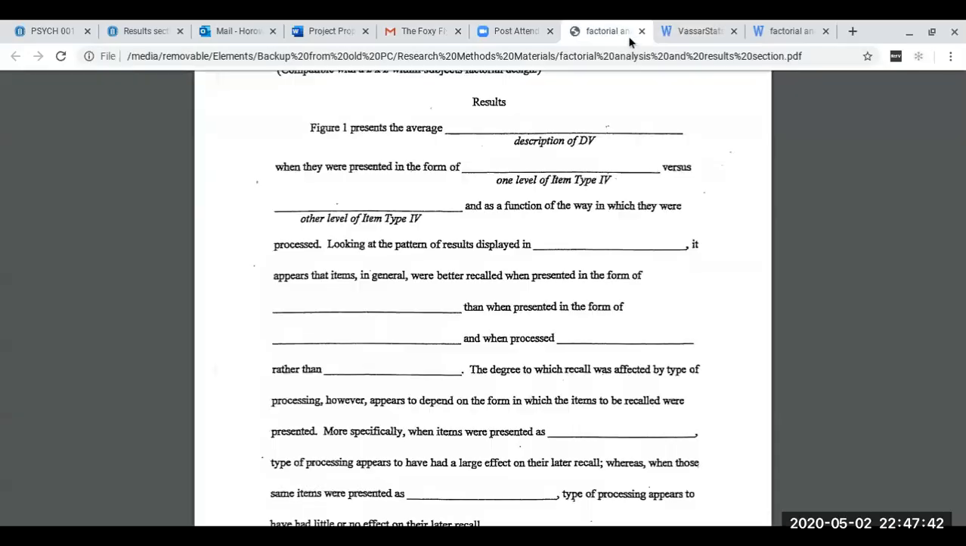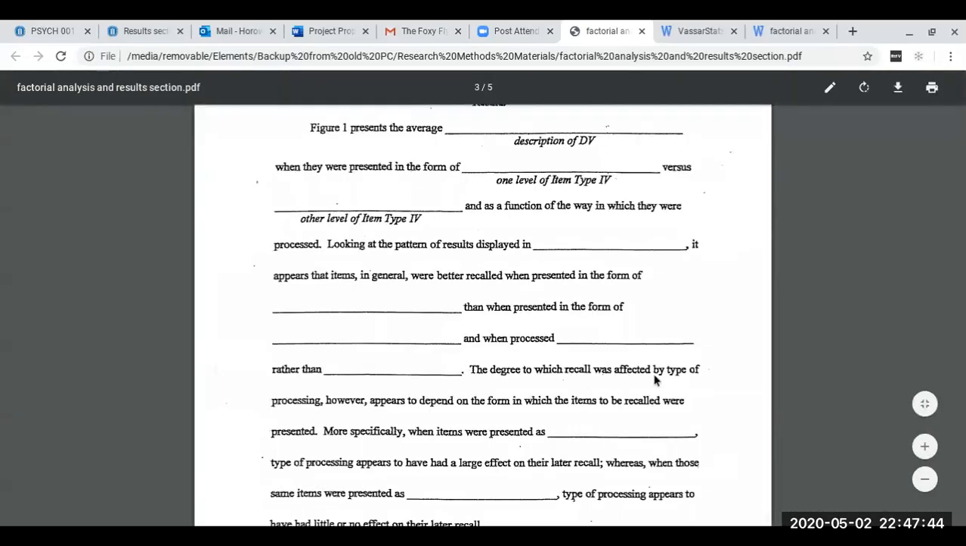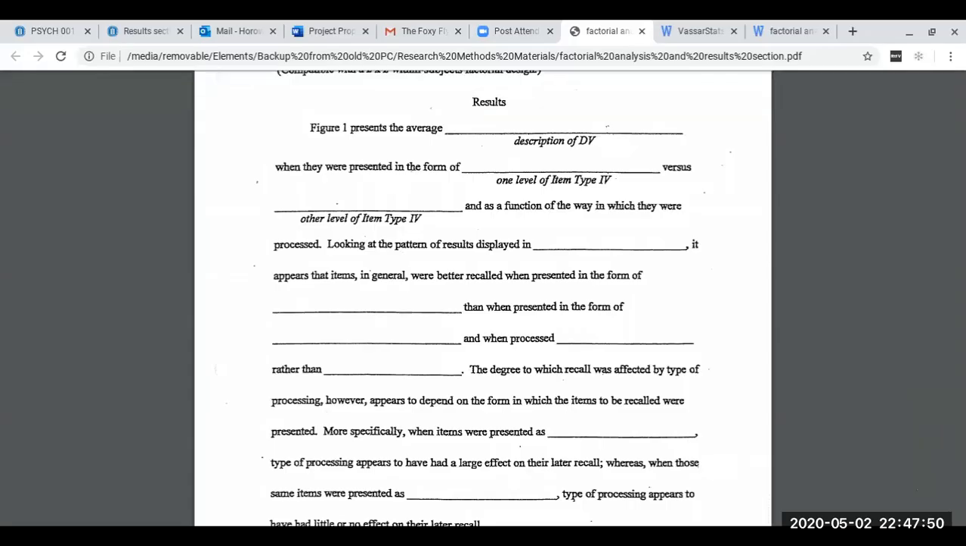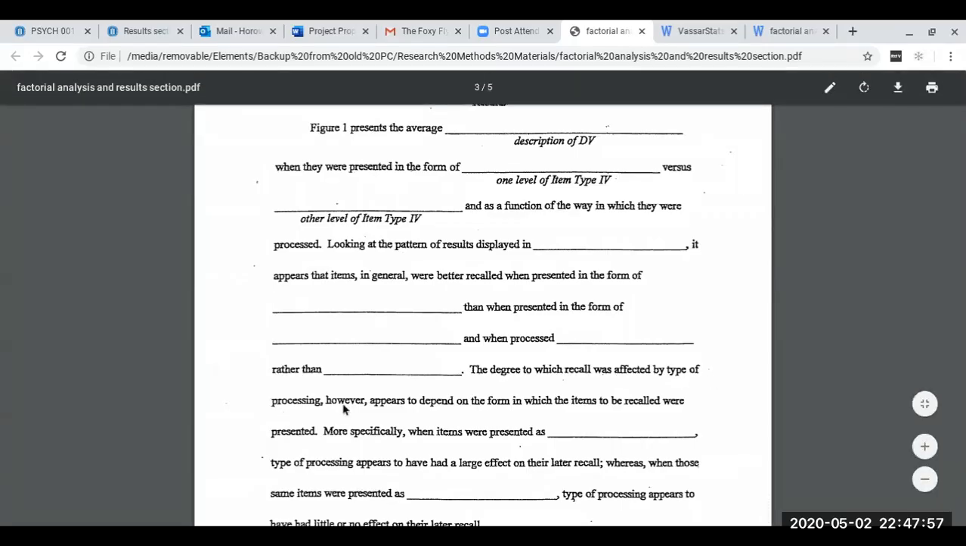Let's go back. The degree to which recall was affected by type of processing. So now we're talking about the interaction. How do I know? Look for words like "it depends." The degree to which recall was affected by type of processing, however, appears to depend on the form in which the items to be recalled were presented.